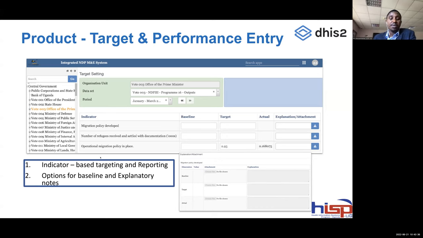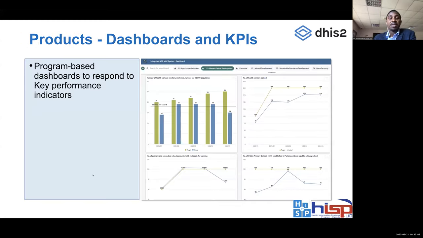So we're able to do indicator-based targeting and reporting, and then also provide baselines as well as explanatory notes. Out of the data captured, we are able to build dashboards and provide key performance indicators analyzed over time on government interventions as well as indicators.